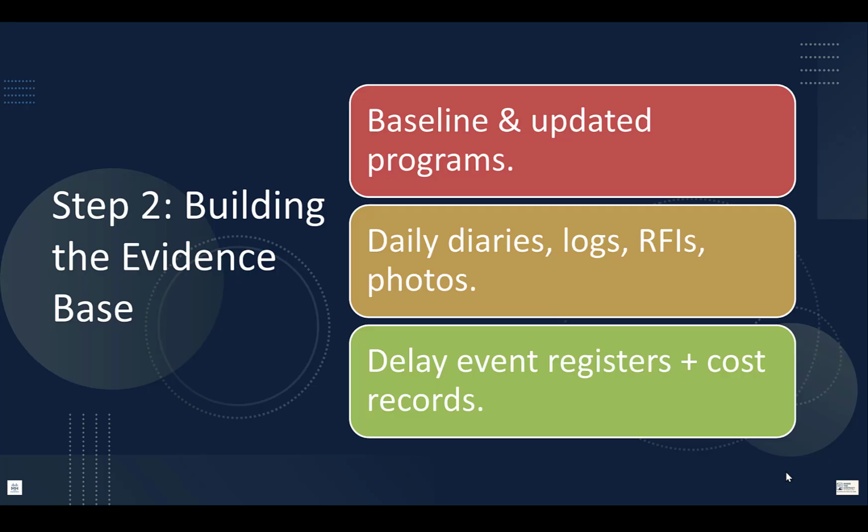4, delay event logs. Every delay must appear in the delay event register, risk register, correspondence logs. Number 5, cost records. Only, of course, if prolongation is claimed, which may include site overheads, prelims, equipment standby, staff costs. According to the SCL protocol, the strongest claims are those built from contemporaneous project records. Okay?